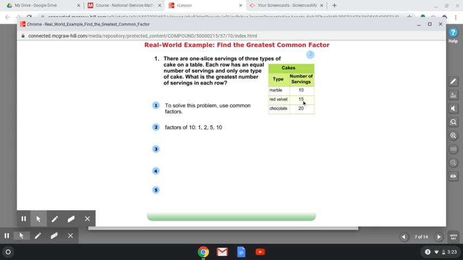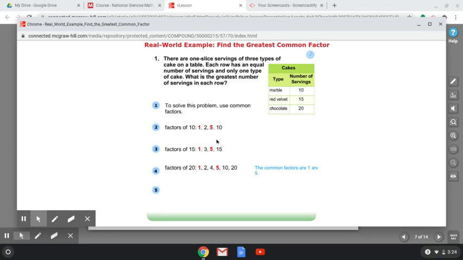The factors of 15: we know that 1 times 15 is 15 and 3 times 5 is 15. And that's it, there are no other pairs. Then you have the factors of 20. 1 times 20 is 20. 2 times 10 is 20. And 4 times 5 is 20. I was a little confused by all the red and the blinking going on.